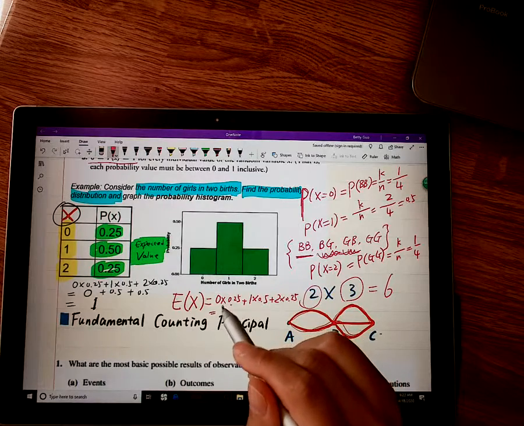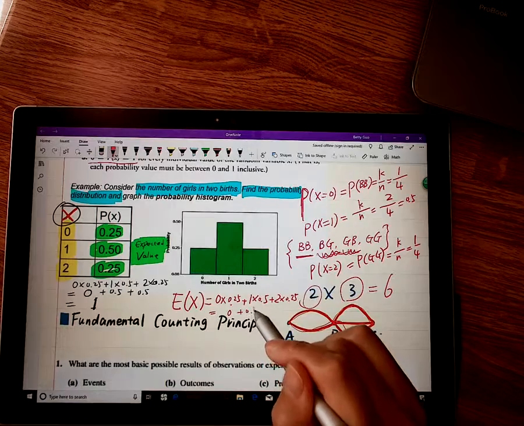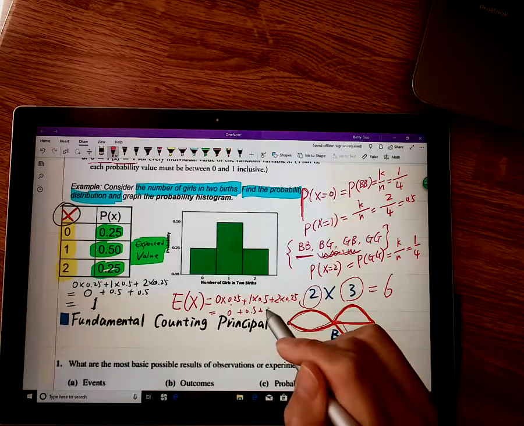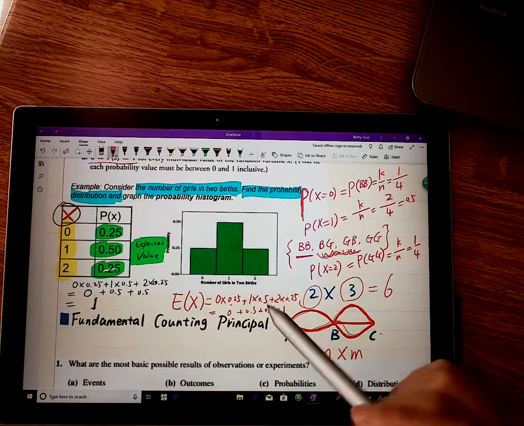0 times 0.25 is 0. 1 times 0.5 is 0.5. 2 times 0.25 is 0.5. You end up with 1. Am I clear about that?